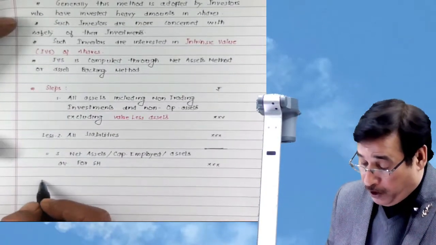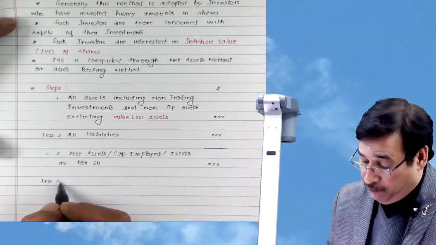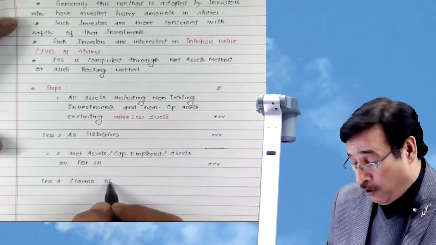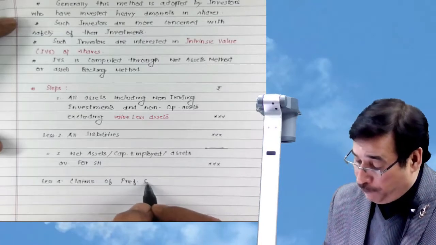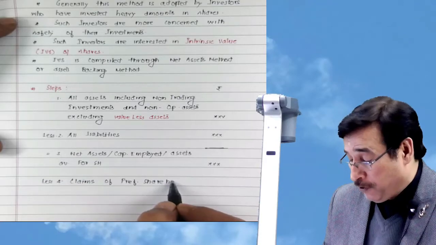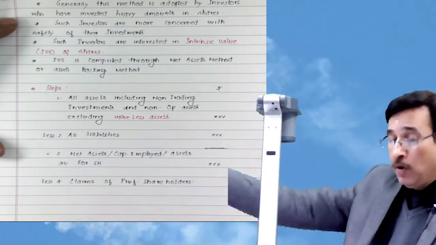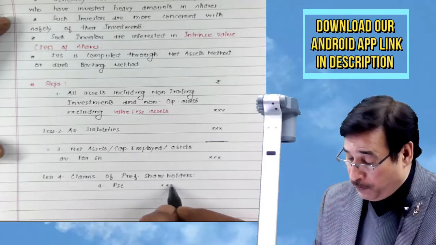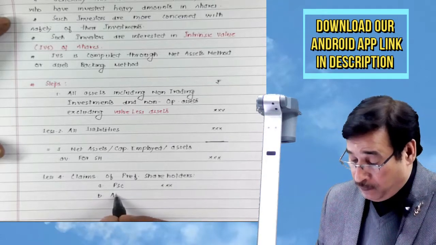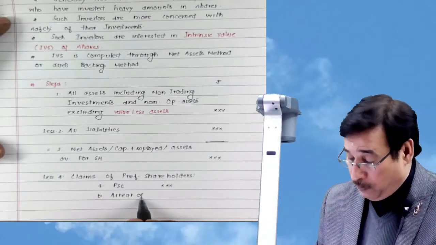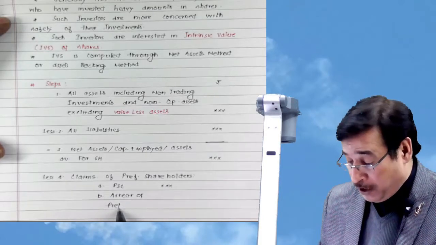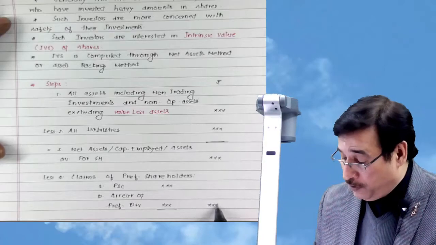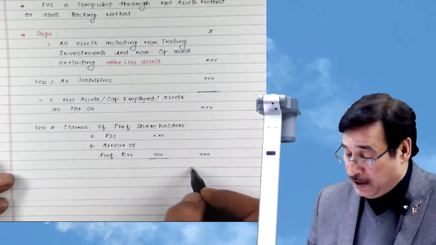Now, if there would be any preference share capital, then we will subtract here the claims of preference shareholders. If there would be any preference share capital, then you are going to subtract their claims. Their claims means preference share capital besides arrears of preference dividend. If there are any arrears, you are going to subtract it. So this total makes the preference shareholders' claim.